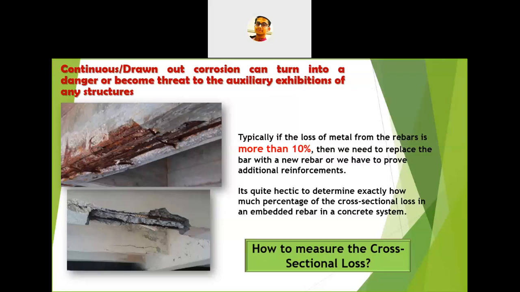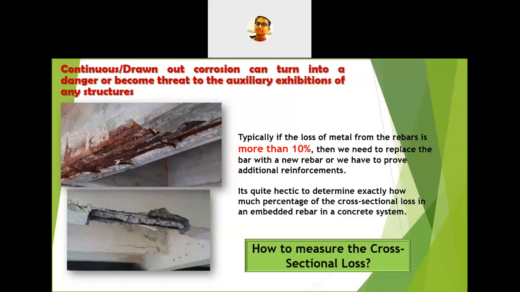Typically we say that if there is a 10 percent loss of cross-sectional area in the reinforcing bar, or the embedded bar, we have to replace the bar or embed some new bar. The challenge here is how to determine the 10% loss of the bar. In the document, you can mention that there is some 10% loss of the bar. You can judge in your own way.